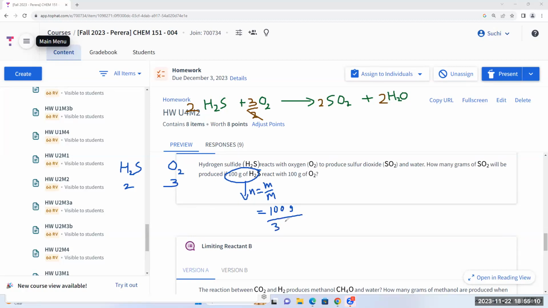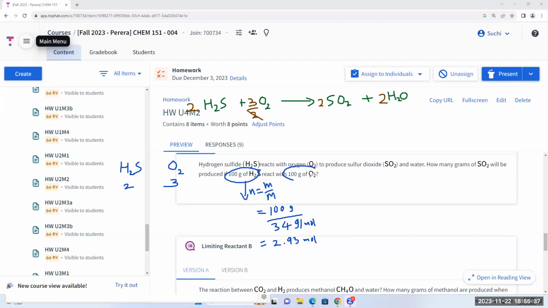34. Thank you. Sulfur is 32. Hydrogen is 1. We have 2 of them. Therefore, the molar mass is 34 grams per mole. So if you do that, you're going to get the moles of H2S. Can somebody give me the answer? 2.93. Yeah, it sounds okay to me. 2.93 moles.